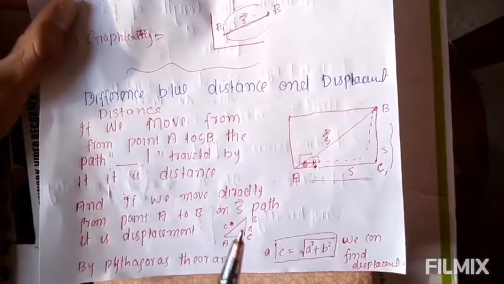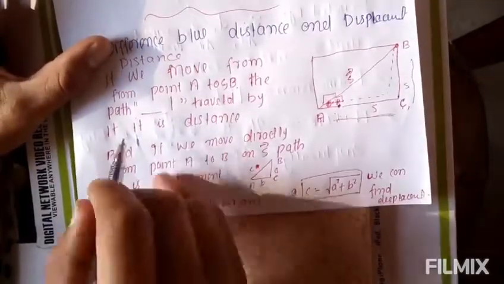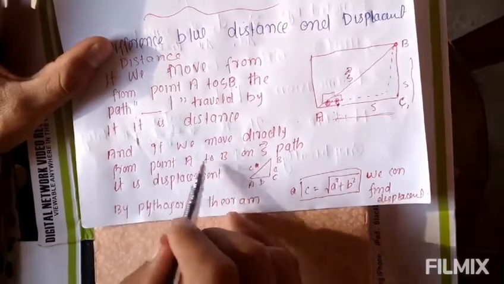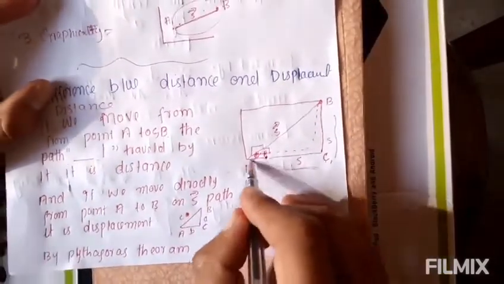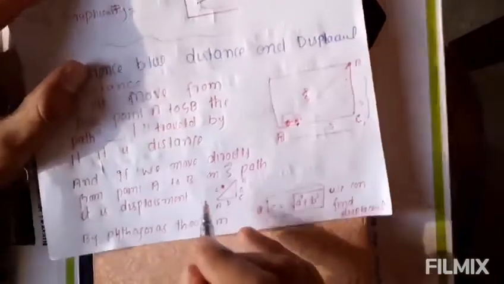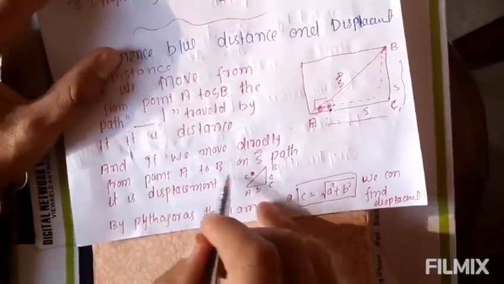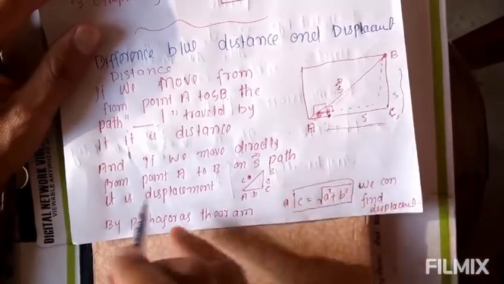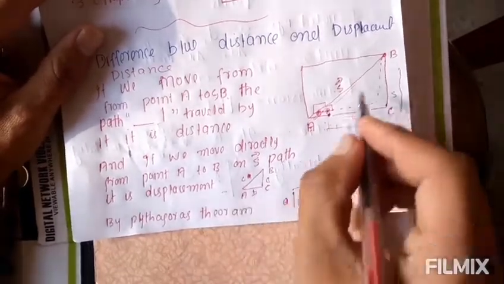When a body travels this path from A to C and then to B, that is distance. And for displacement, if we move directly from point A to B, on the S arrow path, it is displacement. So it makes a triangle like this one.